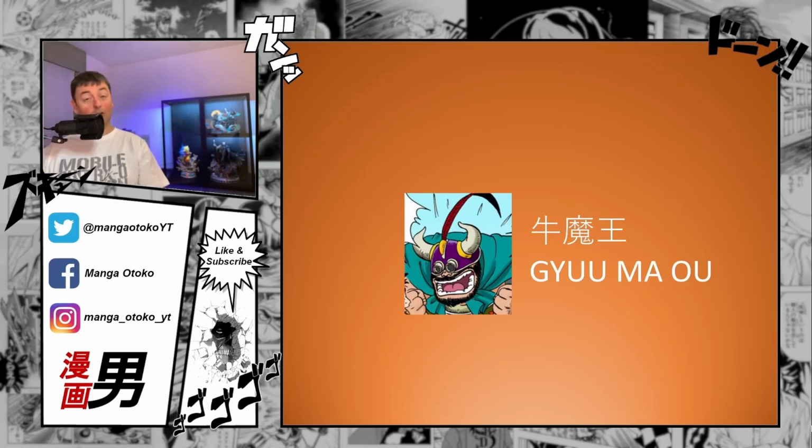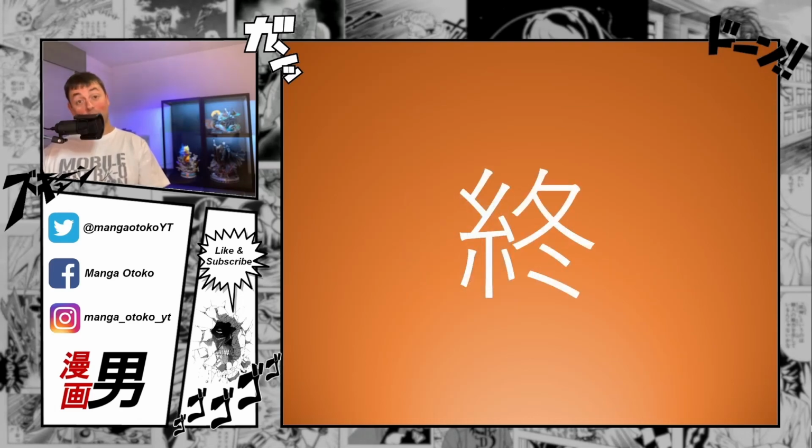Then her father, Gyuumaou, is the last character we encounter in the first volume. Again, his name and his appearance is quite literally taken from the Saiyuki story. Here the characters do make some sense. Gyu means cow or ox, Ma means devil, and O means king. So the ox demon king, and that refers quite well to his appearance in the manga, but also is taken directly from the Saiyuki story. Okay, so with that we have covered the very first volume.